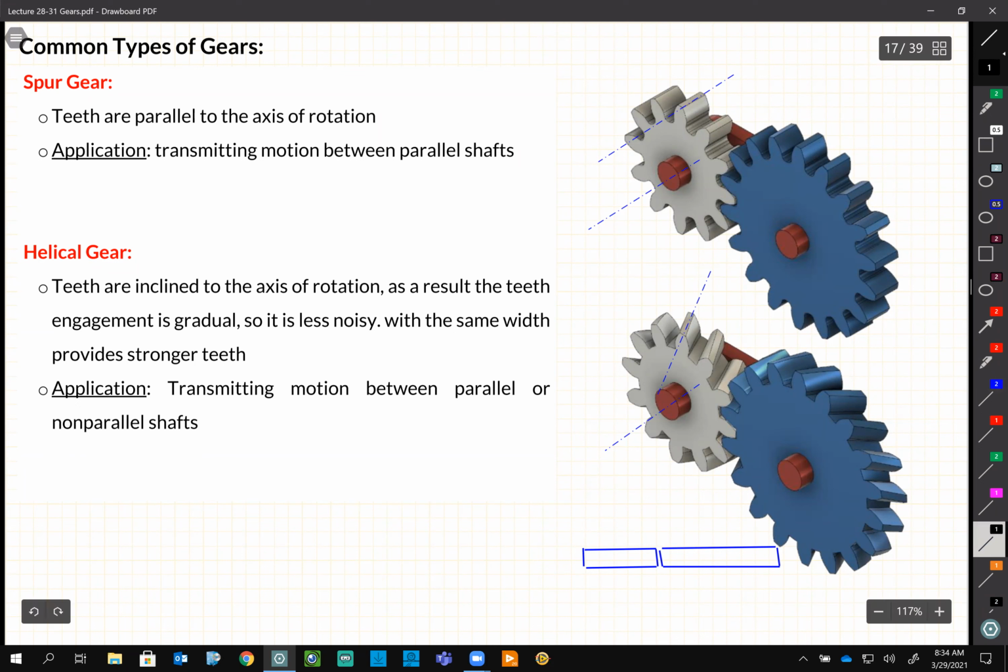So if this is the shaft for this one and the shaft for this one, the teeth are not parallel with respect to the shaft or the main axis; they have an angle. And if one of them is a right angle, the other one is a left angle. Like you will see here, the slope is positive, right? And the other one is left.